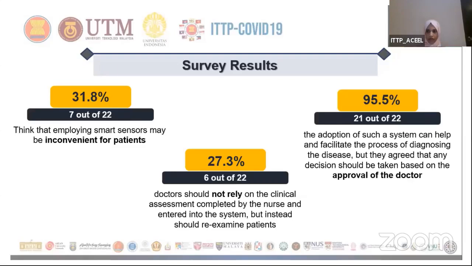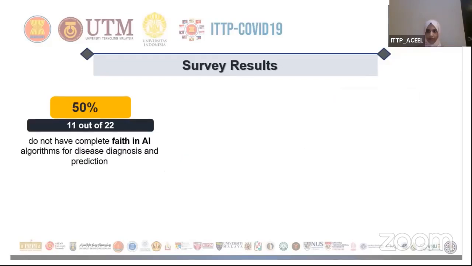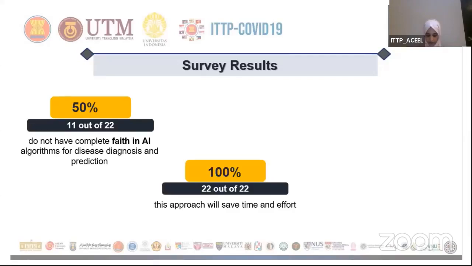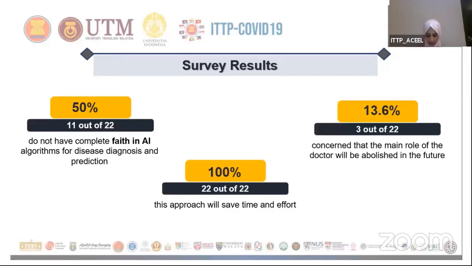21 out of 22 believe that the adoption of such a system can help and facilitate the process of diagnosis, but they also agreed that any decision should be taken based on the approval of a doctor. Half of the participants do not have complete faith in artificial intelligence algorithms for disease diagnosis and prediction, but on the other hand, 100% of them believe that this approach will save time and effort. But 3 of them are concerned that if we use these systems, the mere role of the doctor may be abolished in the future.